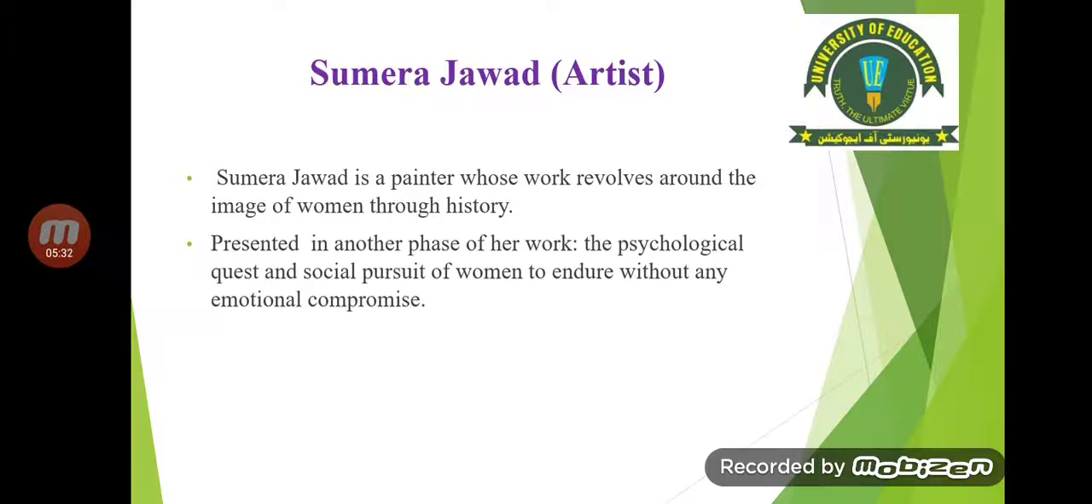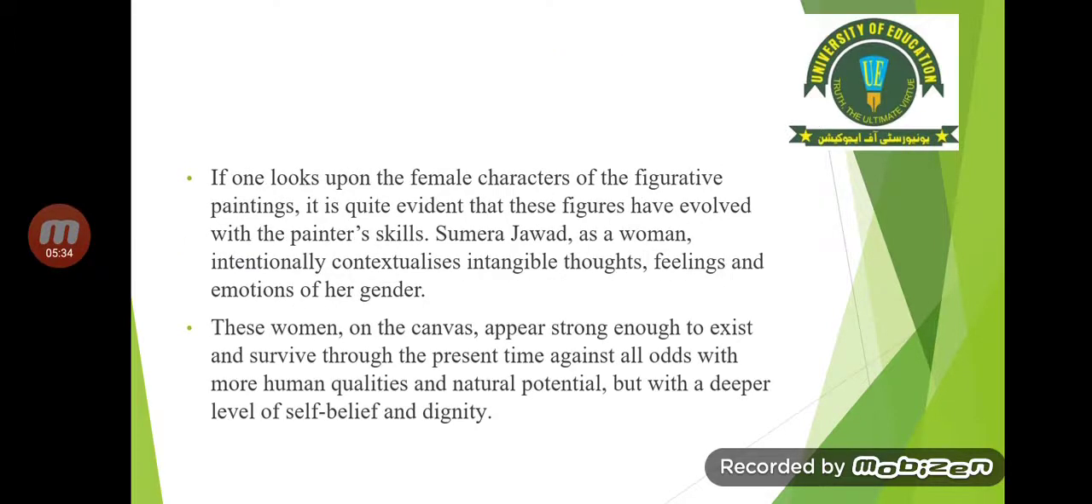In a very remarkable way. If one looks upon the female characters of the figurative paintings, it is quite evident that these figures have evolved with the painter's skills. Sumaira Jawad, as a woman, intentionally contextualizes intangible thoughts, feelings and emotions of her gender.